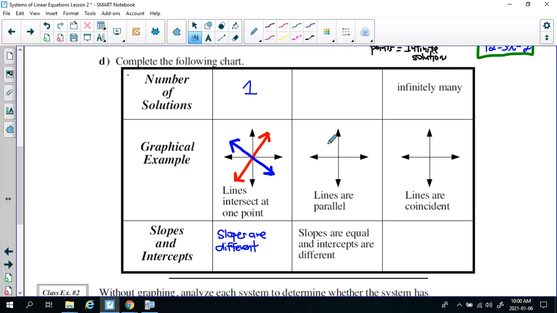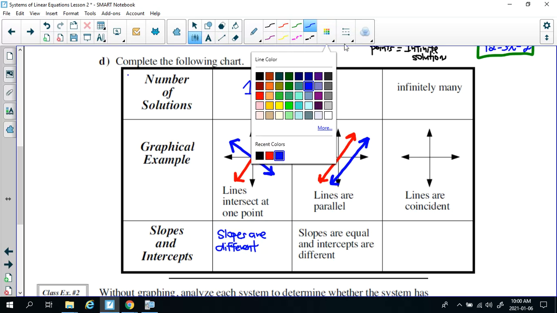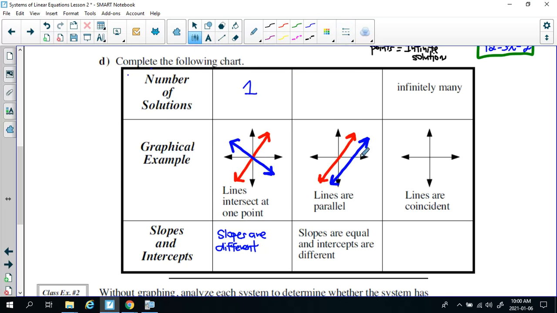Okay, the second one says, how about if we have lines that are parallel? Okay, so let's do a red line like this. Do my best to draw another blue line as parallel as I can get. Okay, not bad. Okay, so what do we know about this now? If we have lines that are parallel, they must have slopes that are equal. And we already know that. We know that parallel lines have the exact same slope.